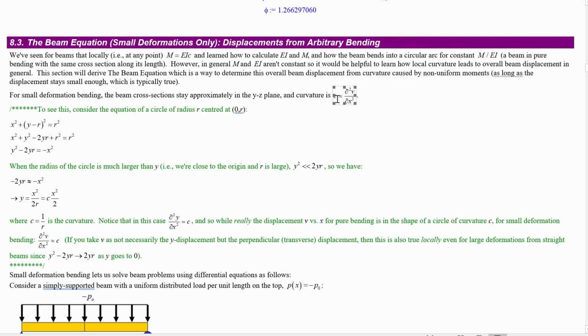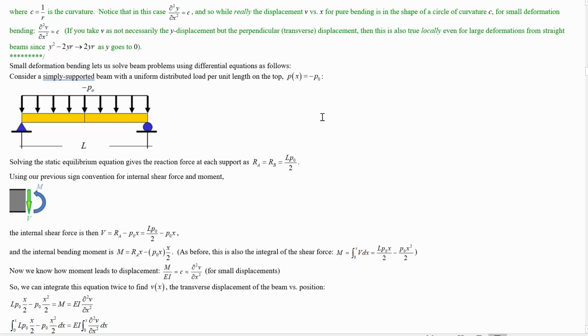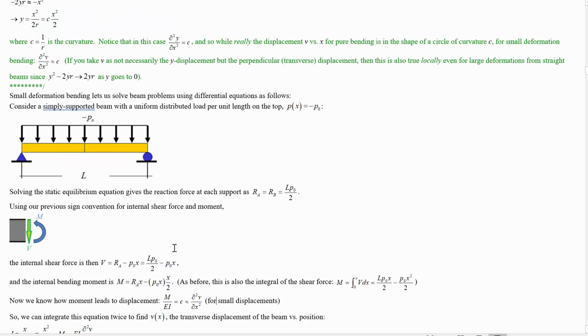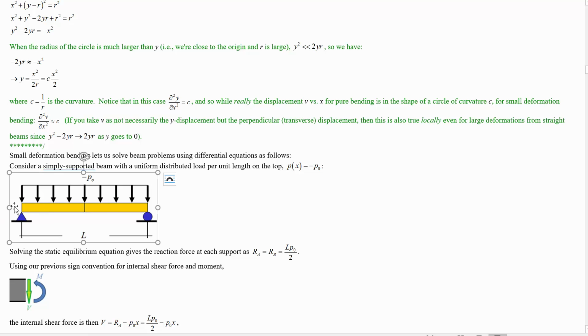So now that we know how curvature is related to the transverse displacement caused by the bending that produced that curvature, we can solve for the curvature that we would get by solving for a bending moment that shows up internally, and then take some integrals in order to figure out what the actual displacement is. So let's take a particular case. Let's take a beam here which has a distributed load on the top, which is P naught at each x, this is like per unit length like we were dealing with before.